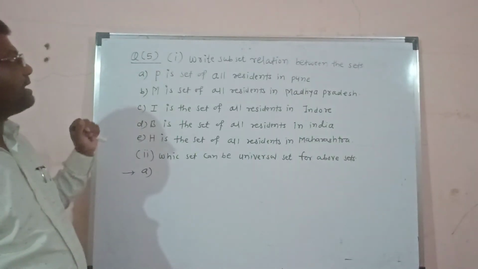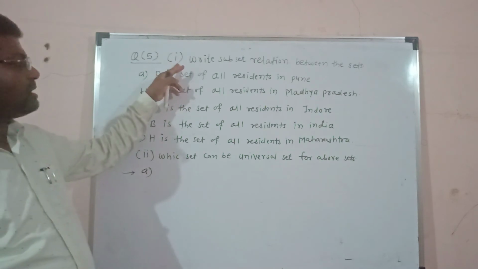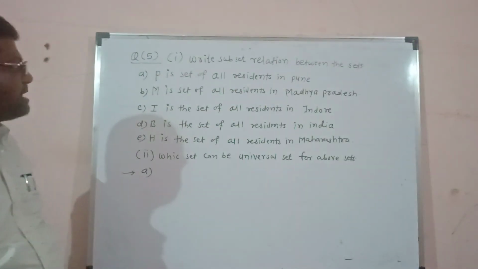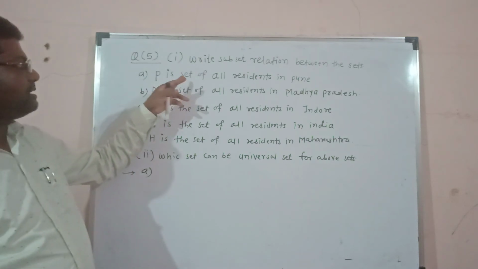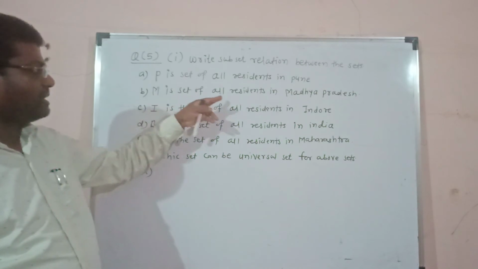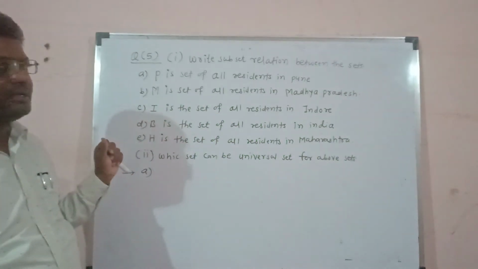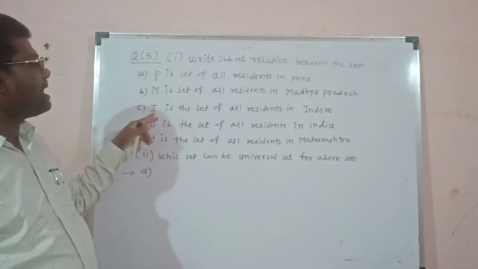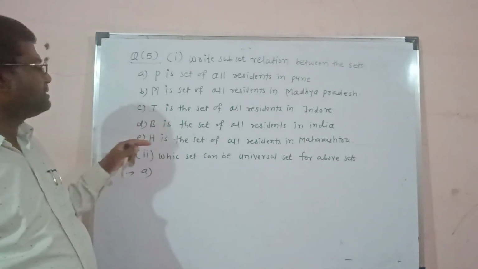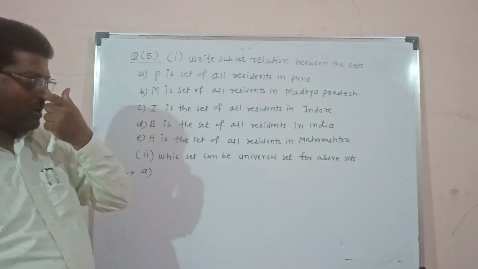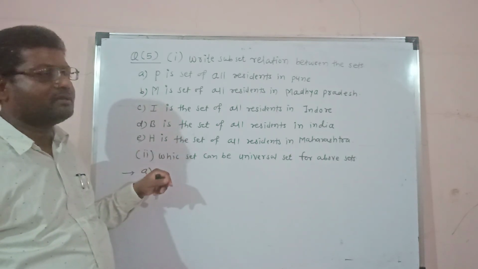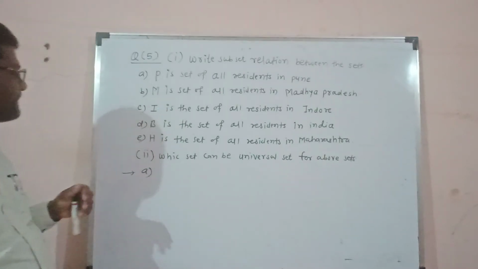Now question number 5, example number 1. Write the subset relation between the sets. P is the set of all residents in Pune. M is the set of all residents in Madhya Pradesh. I is the set of all residents in Indore. D is the set of all residents in India. H is the set of all residents in Maharashtra.